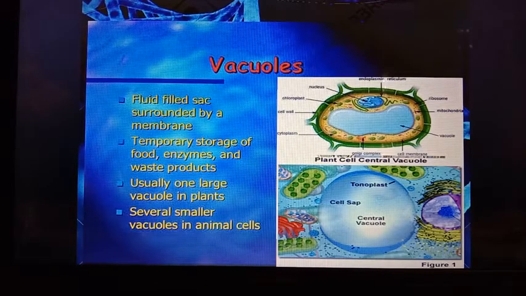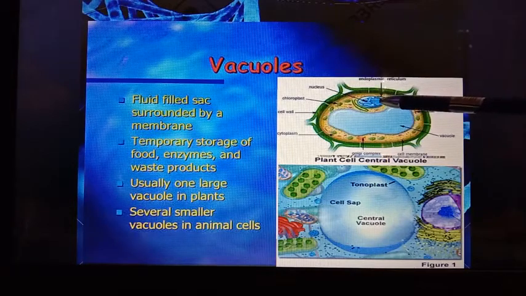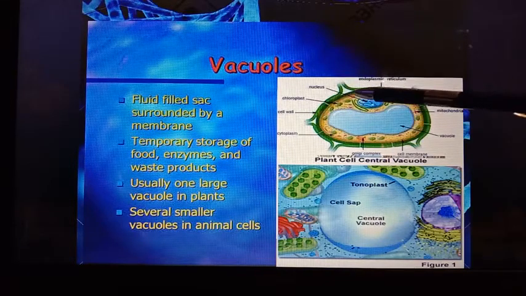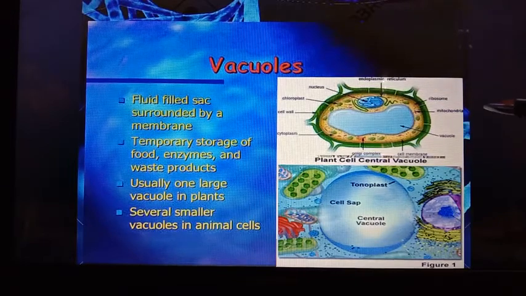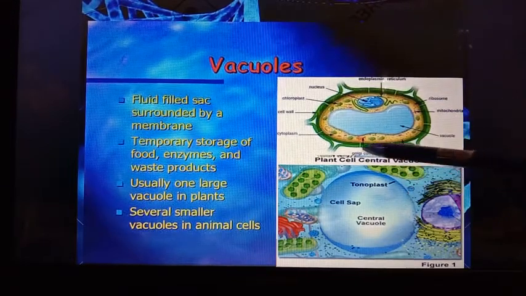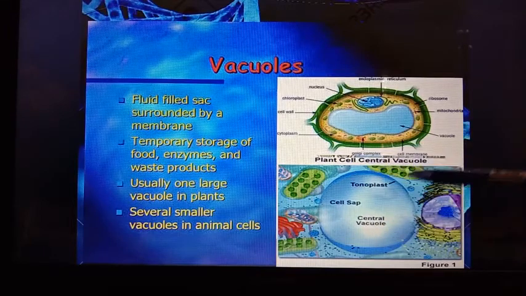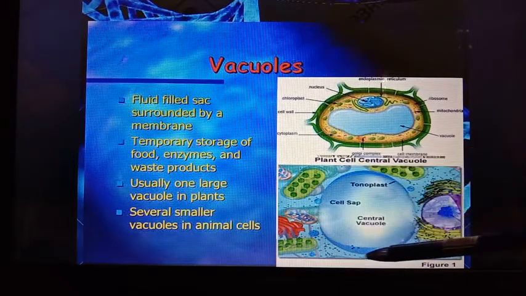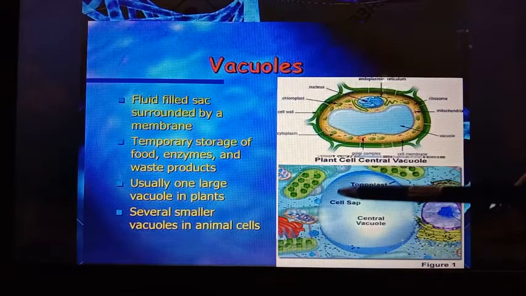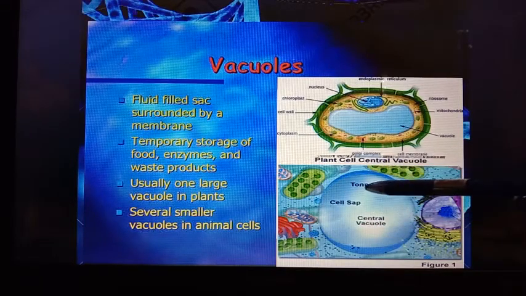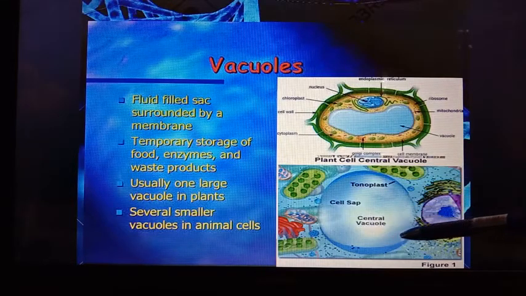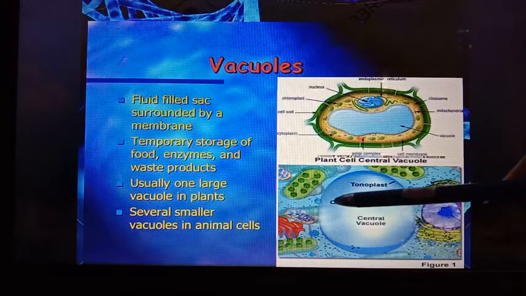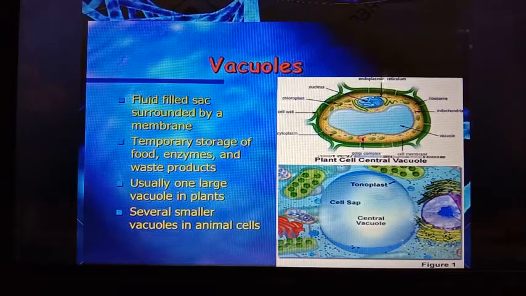For that, you can see here the nucleus is shifted to the periphery or the boundary of the cell. As in the plant cell, vacuole is present at the center position of the cell, it is known as central vacuole. It is large in size, covered by single membrane that is known as tonoplast. Inside the vacuole, there is aqueous fluid part that is known as cell sap.